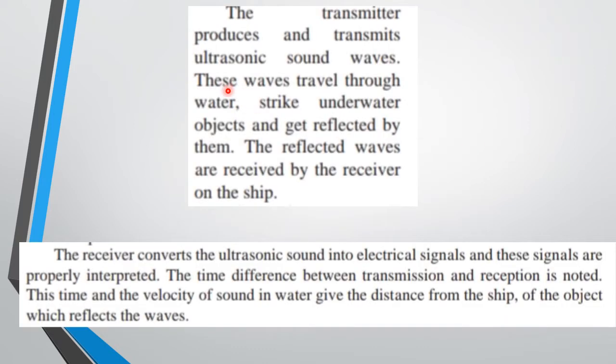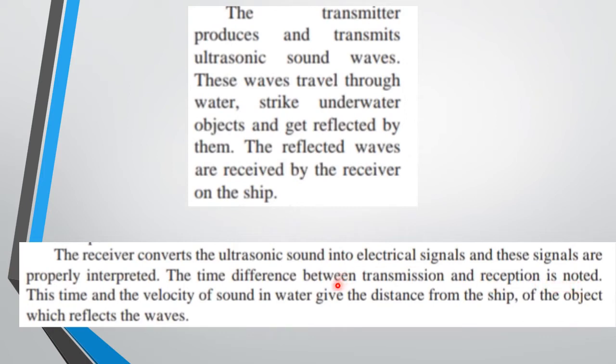Let's give a quick read. The transmitter produces and transmits the ultrasonic sound waves. These waves travel through water, strike the underwater objects and get reflected by them. The reflected waves are received by the receiver on the ship. Now the receiver converts this ultrasonic sound into electrical signals and these signals are properly interpreted. The time difference between the transmission and the reception is noted.